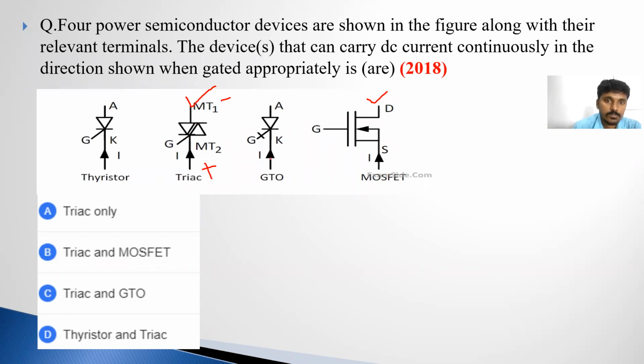It will not carry the current from cathode to anode. But the current can flow from MT2 to MT1 and from source to drain, depending upon the transistor being NPN or PNP. Sorry, MOSFET. These two are the right answer: Triac and MOSFET. Which one is the right answer? D.